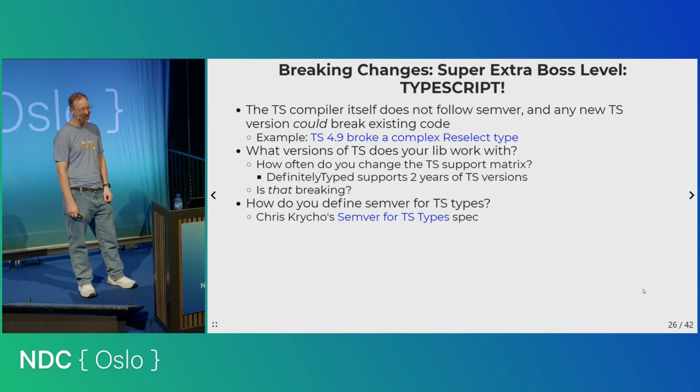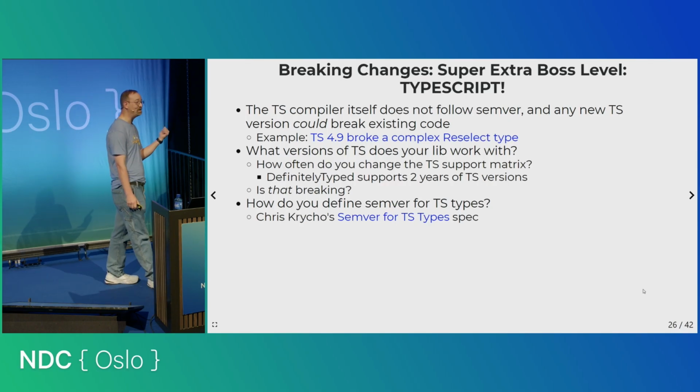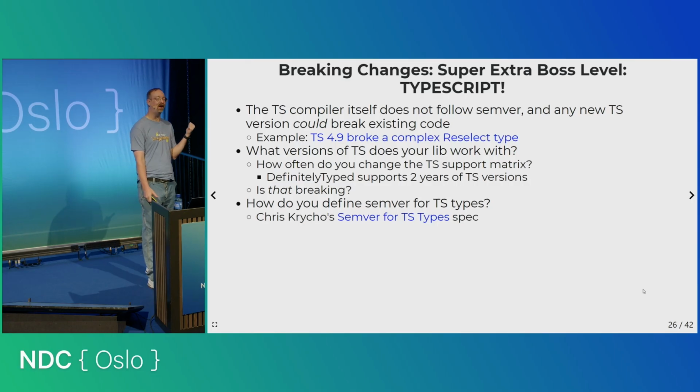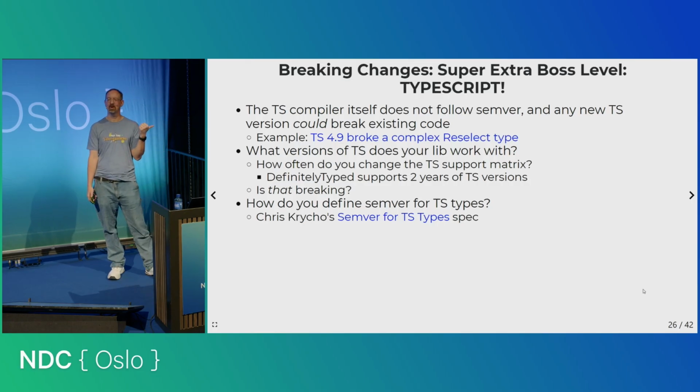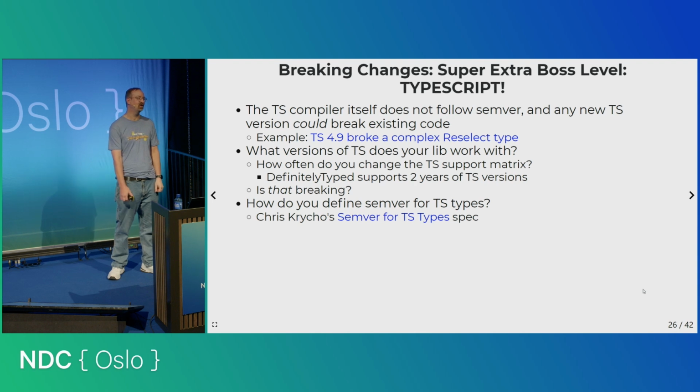And then there's TypeScript. So the TypeScript compiler itself does not follow semantic versioning. It's almost more of a decimal versioning, 5.8, 5.9, 6.0. And realistically speaking, any version of the TypeScript compiler could break working code. I have personal experience with this.